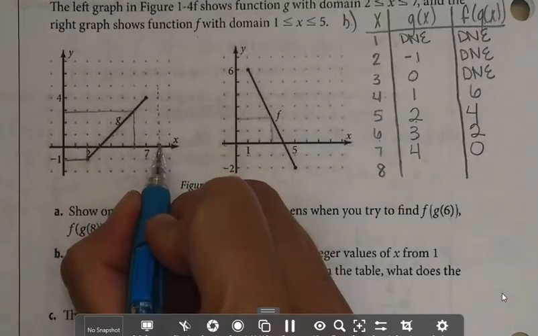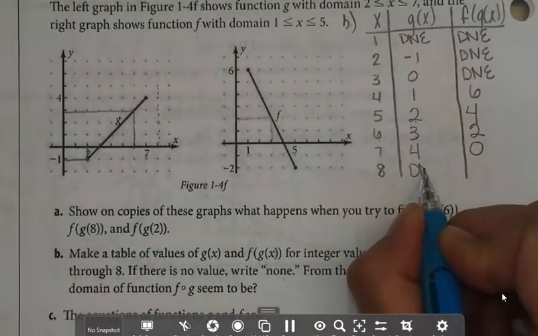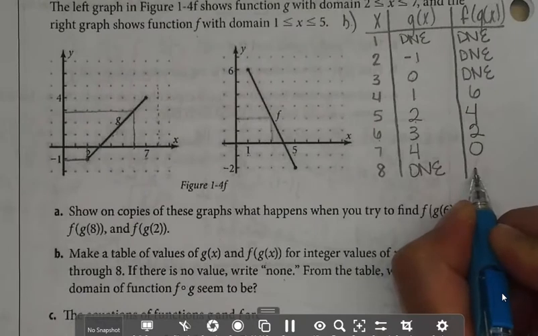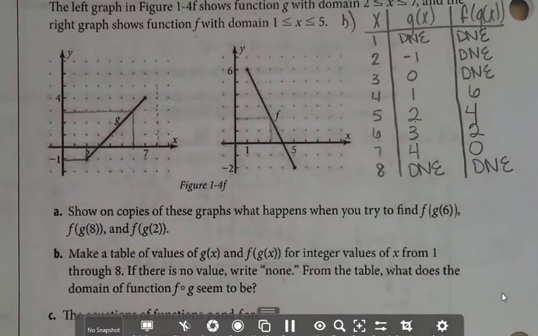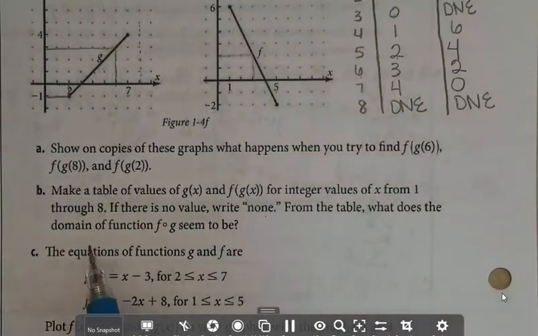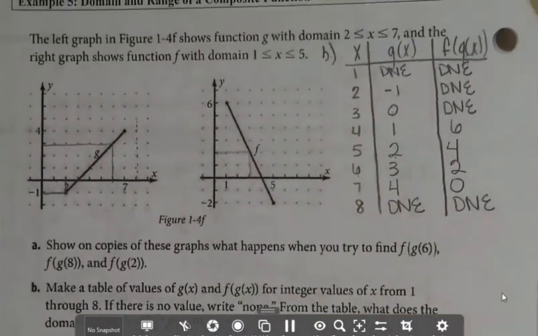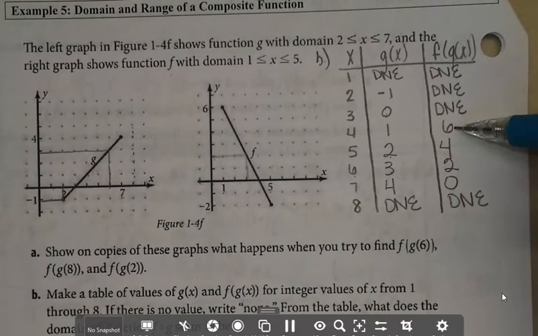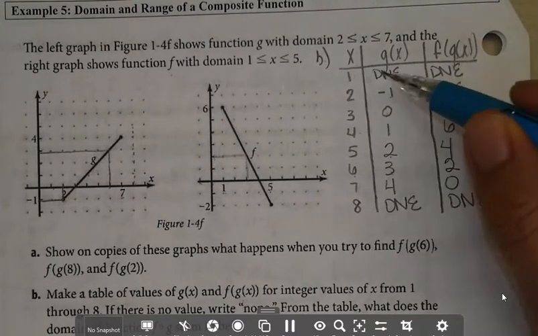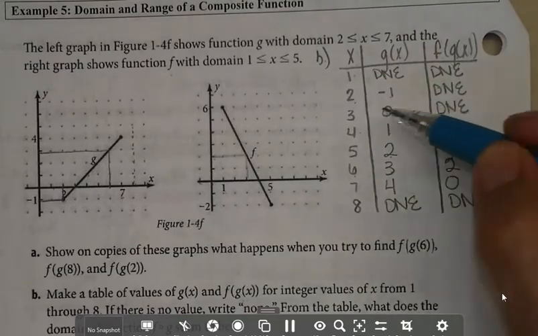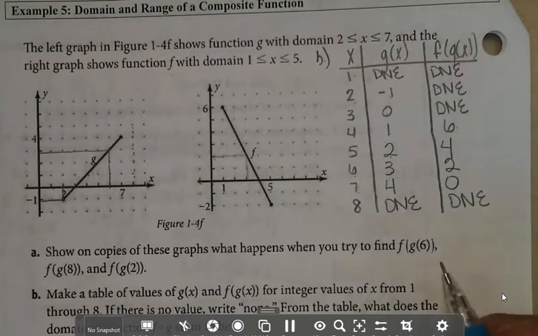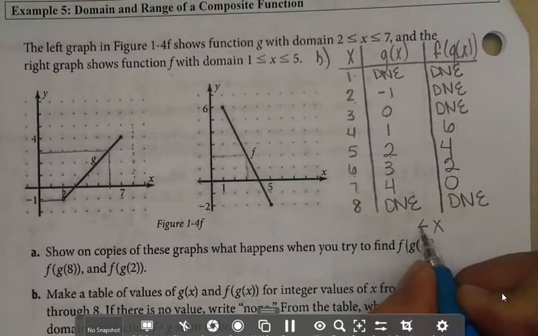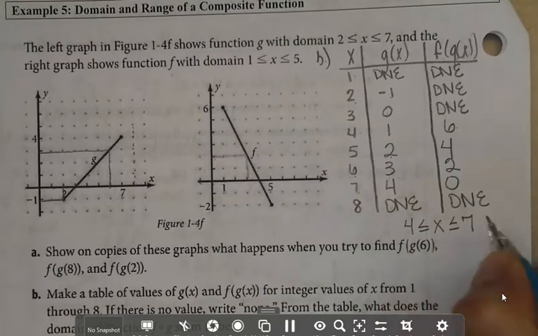And g of 8, well, that's outside the domain, so that does not exist. And therefore, I can't plug anything into f of g of x, so I'm going to end up with a does not exist as well. Okay, so from the table, what does the domain of function f of g seem to be? So where does it look like my inputs work? My input 1 doesn't work. Input 2 doesn't work. Input 3 doesn't work. So it looks like I'm between 4 and 7. I'm just going to put it right here: x is in between 4 and 7.